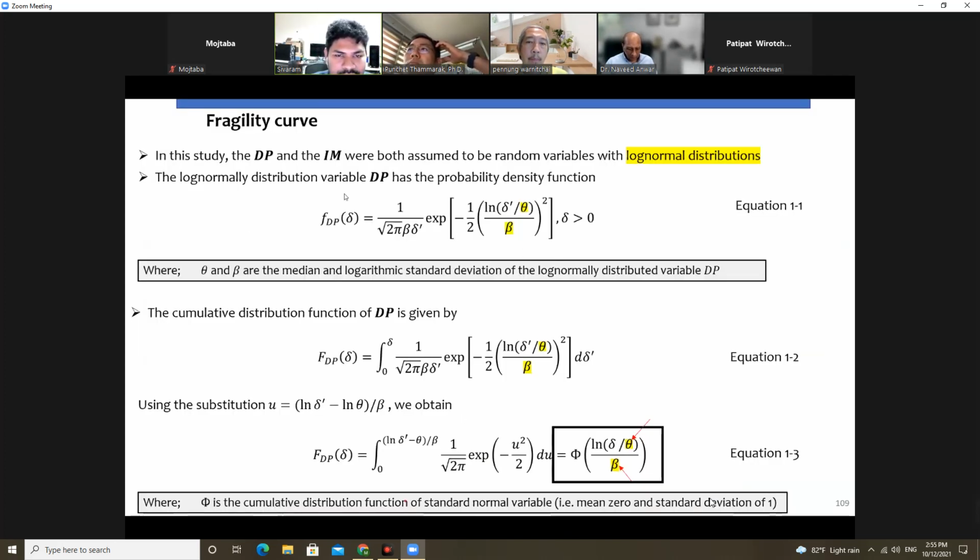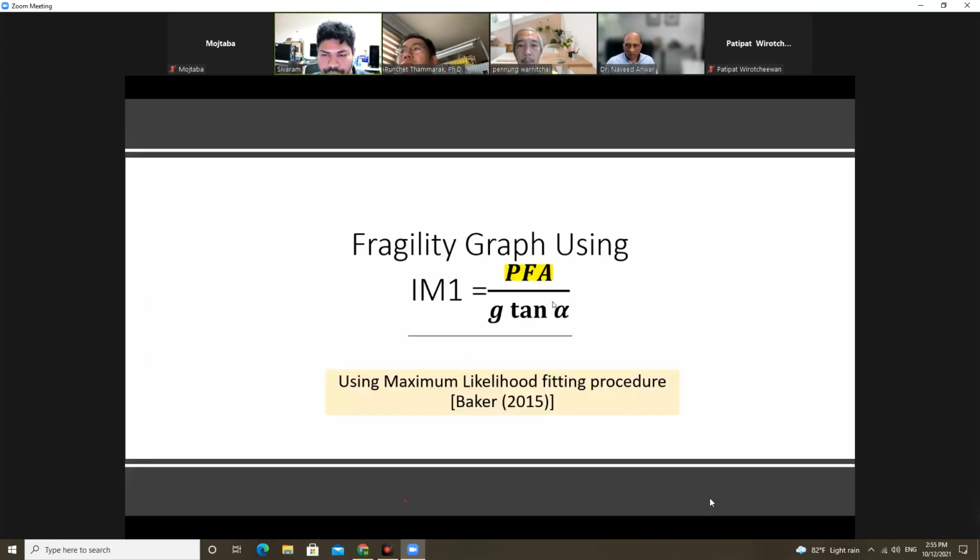So this is the derivation of the fragility graph. So we can assume that the demand parameter and the intensity measure can both be random variables with log normal distributions. So finally, that only depends on theta and beta. Theta is the median and beta is the log standard deviation of the log normal distribution of the demand parameter. So as I said earlier, we choose the best.